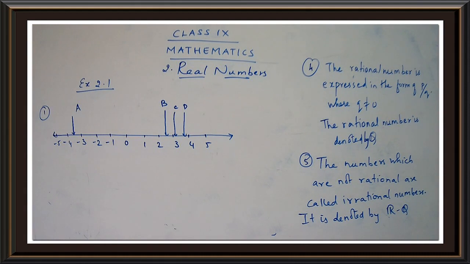Now the questions. Have you drawn the figure, children? A number line, you have to show an arrow which is representing A. You have to show an arrow which represents B, C and D.